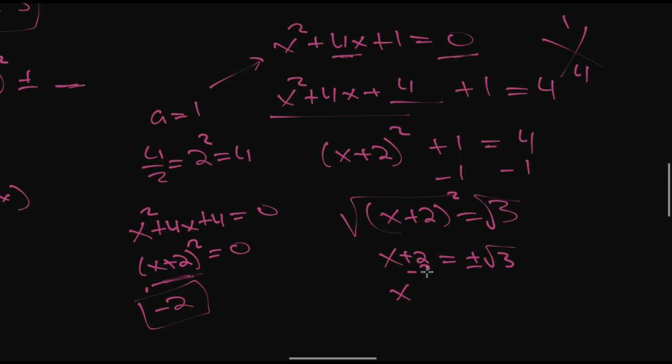So x plus 2, I'm going to subtract 2 from both sides, and I get x equals plus or minus root 3 minus 2. And those are my answers.